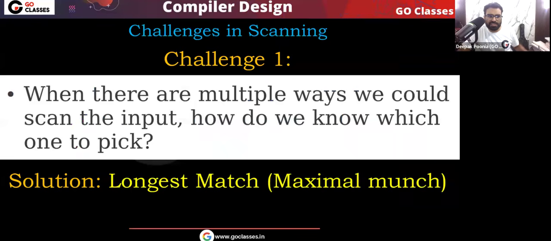Now, once you understood the challenge, let's see the solution. You can see the challenge in scanning: when there are multiple ways we could scan the input, how do we know which way to pick? And the solution is longest match. That's it. Very simple solution. This is also called maximal munch. You can call it longest match or you can call it maximal munch.